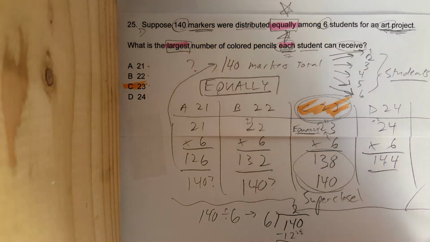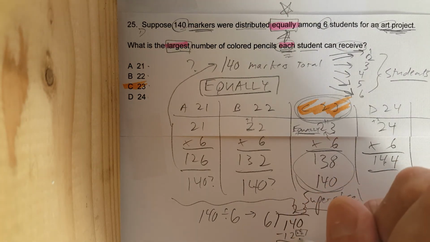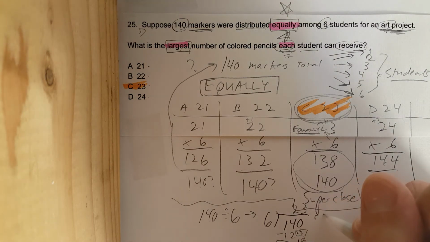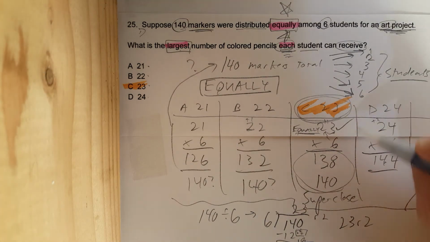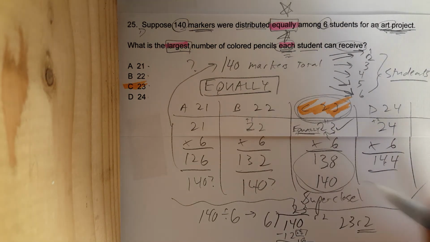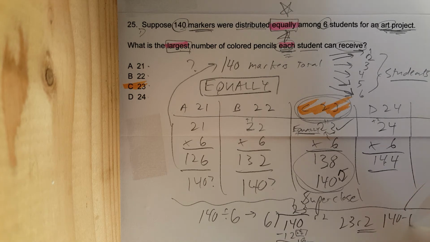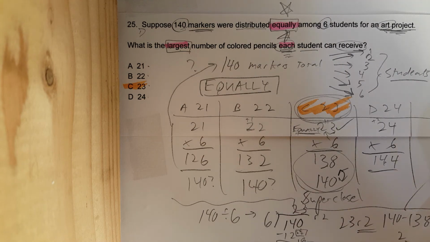It's 20. How do we get to 20? 3 times 6 is 18. I know this is tight. And then we have remainder 2. So 23 remainder 2. See the 23? That was super close. The remainder 2, that's where that remainder 2 is coming from. 140 take away 138, you get 2. All right, there it is.